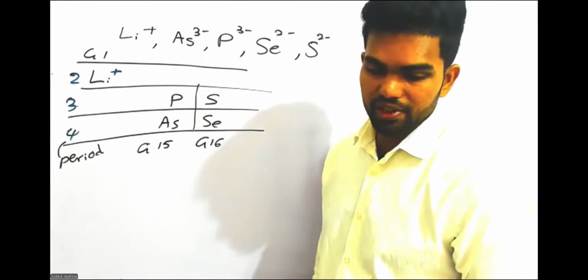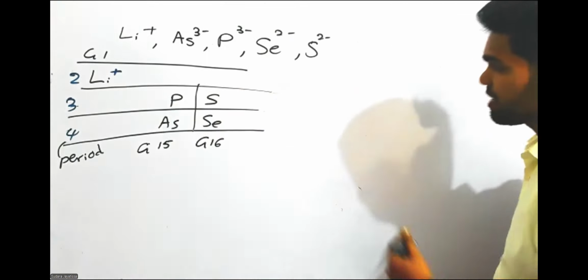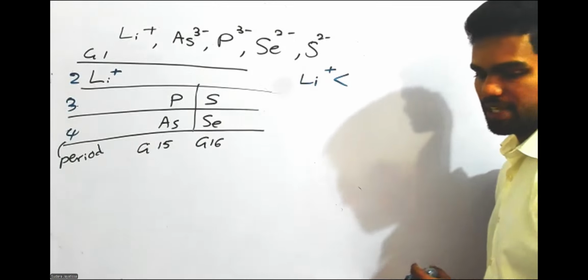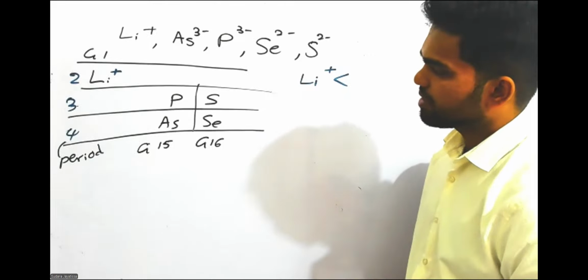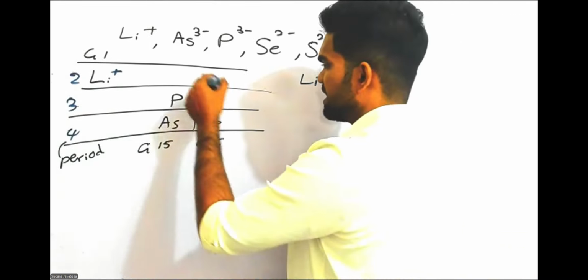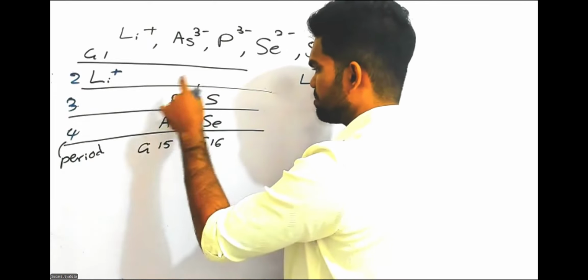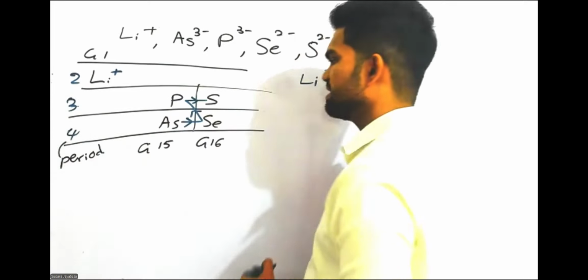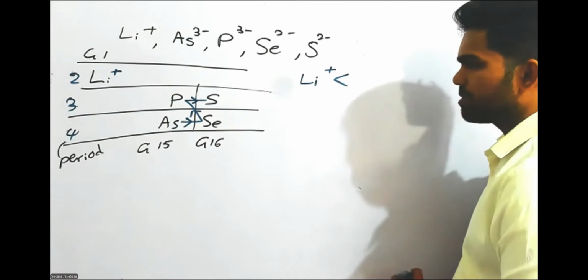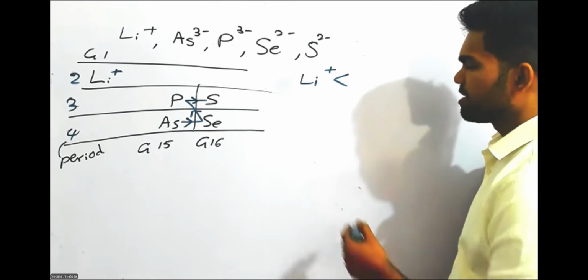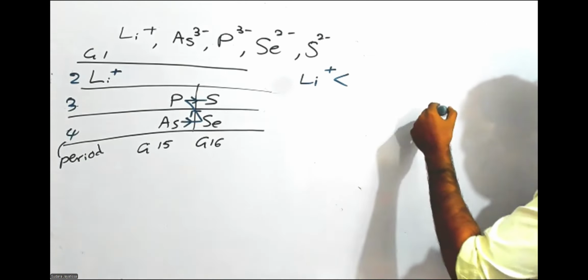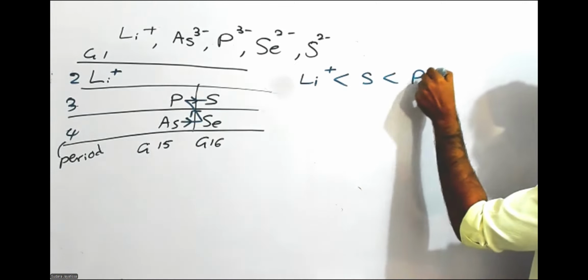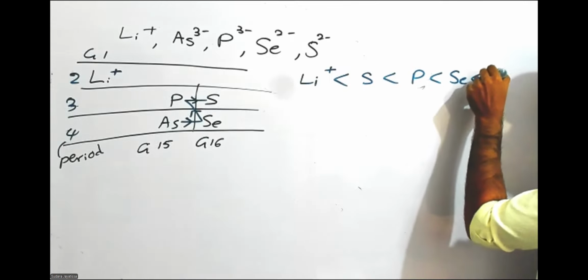Okay, so now group and periods are shown in the diagram. Lithium is in the second period, so lithium plus should be the smallest one. Then you have the other four. Remember these four are in adjacent boxes, so their radius varies in this way, mirror descent. Remember that is a theory point I taught you. So the smallest one here will be sulfur, then phosphorus, then selenium, and the largest will be arsenic.